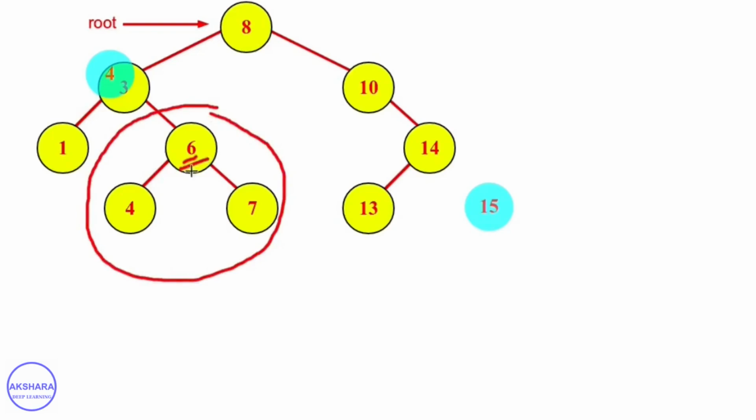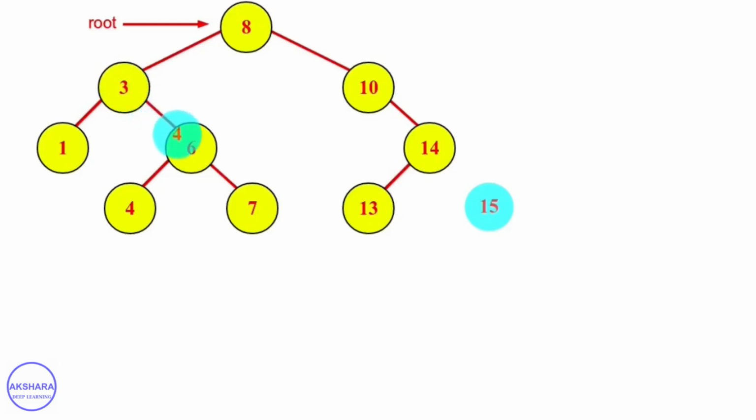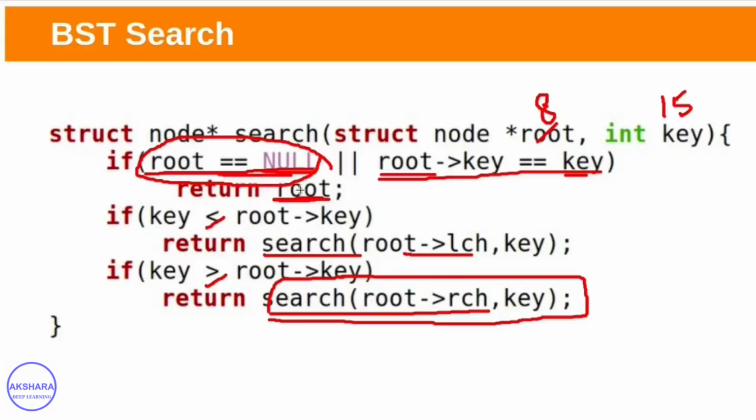Here the root is 6, so now the key will be compared with the root key. 4 is less than 6, so again the recursive procedure will be called with the left subtree and this key 4. Here the left subtree key is 4 now. Now this 4 will be compared with the left subtree root key 4. Search key 4 and root key 4 are both equal, so this root will be returned. When this search function returns a non-null value, it means that the search key is found.